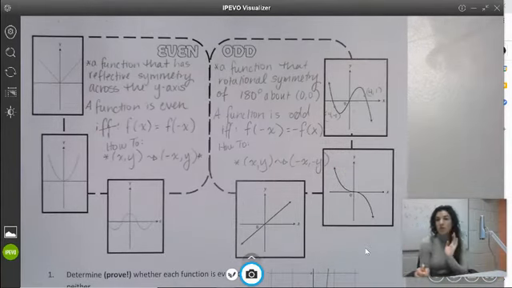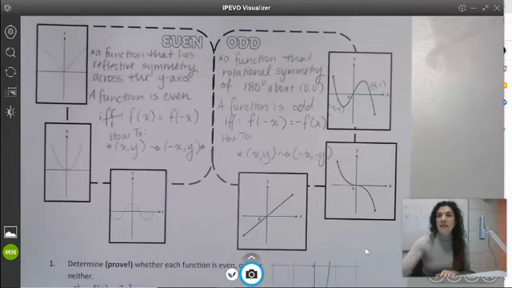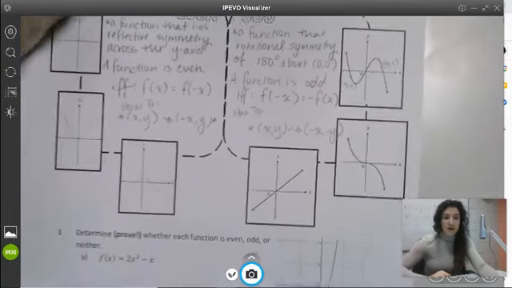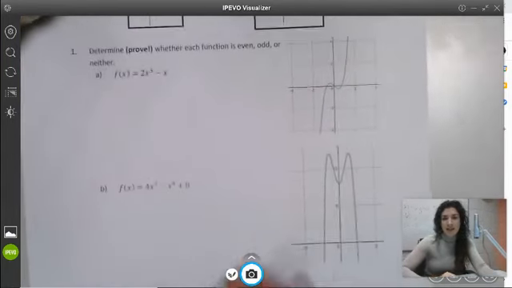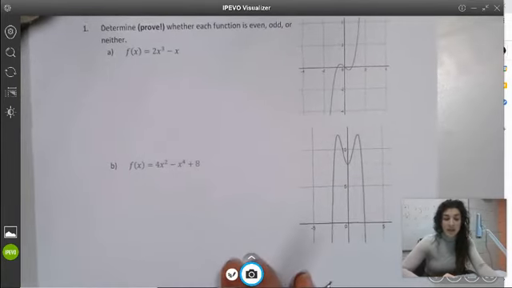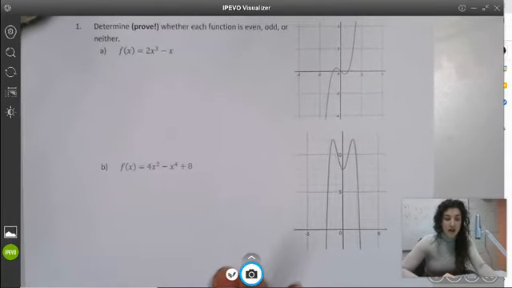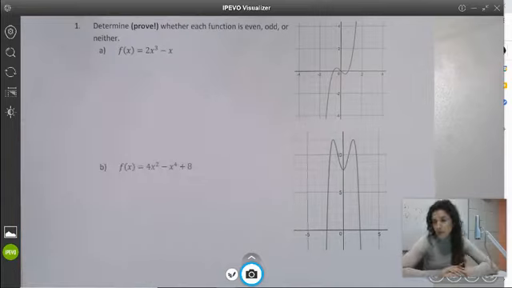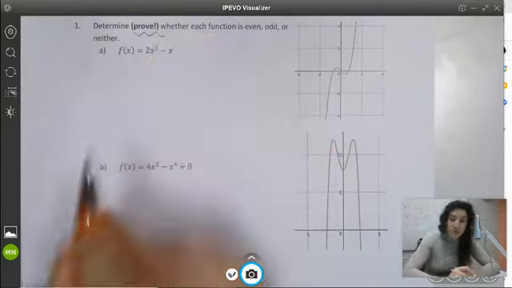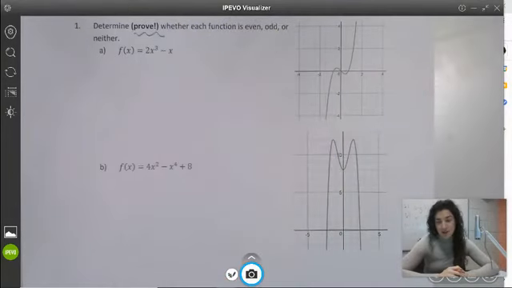Okay, so let's first determine whether something is even or odd. Our first two examples have a graph to go with them, so we can visualize it. Our next parts don't have graphs with them, but you can always make a graph because you have a calculator that can do it for you. We're going to determine, which really means to prove, so you can't just say yes, it's even or yes, it's odd. You have to prove to me that it's odd. Whether each function is even, odd, or neither.